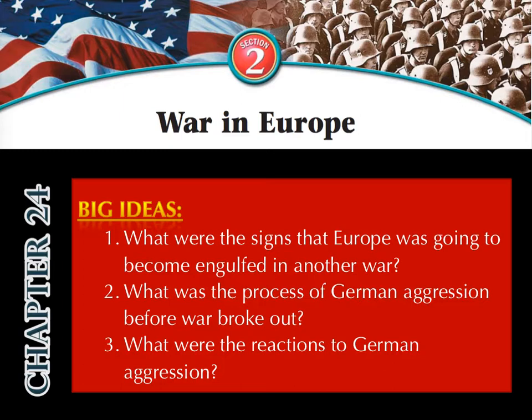Specifically, the big ideas for this unit are: one, what are the signs that Europe was going to war, to be engulfed in another war? Two, what was the process of German aggression before the war broke out? Because just like World War I, there were a ton of signs beforehand. And three, what were the reactions to German aggression?